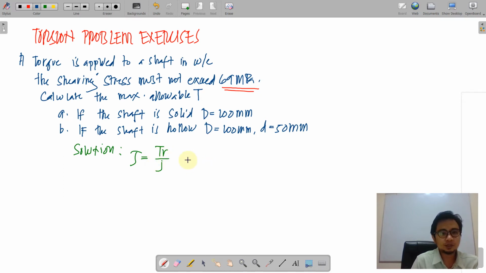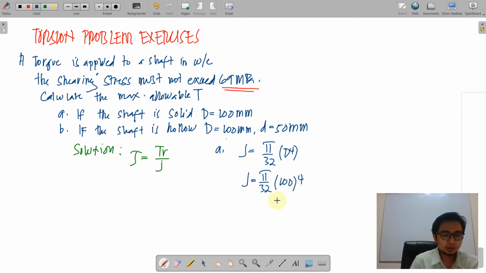So let us first determine the polar moment of inertia of a solid and the hollow shaft on the given A and B. For letter A, J is equal to pi all over 32 d raised to 4. And then we just substitute. We have the outer diameter of 100 raised to 4. And then J here will be equal to 9.82 times 10 raised to 6 millimeter raised to 4. So this is for the solid shaft.